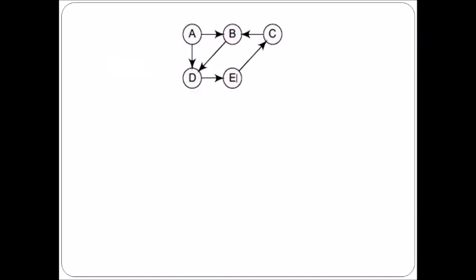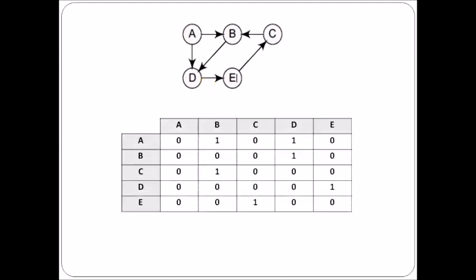Consider the given example. For that given example, the number of vertices present in the given graph is 5, that is A, B, C, D, E. Therefore, the adjacency matrix will be a square matrix of size 5 by 5. Here, A, B, C, D, E are the vertices that are present in the graph. In the same way, I have represented the vertices right here also.